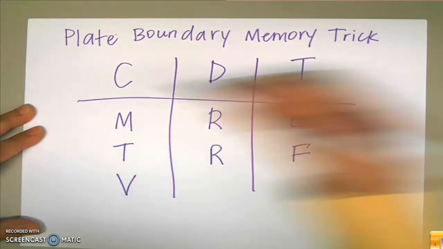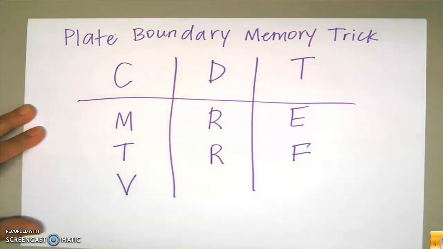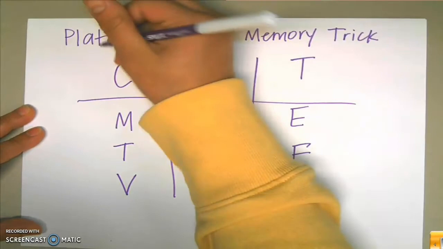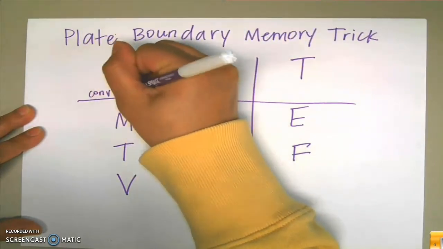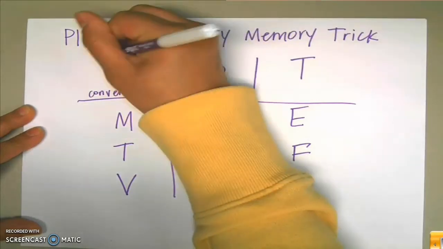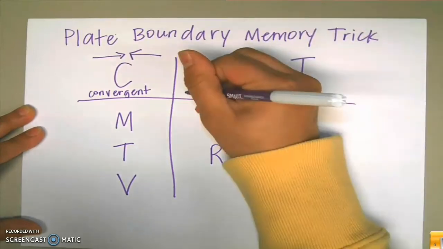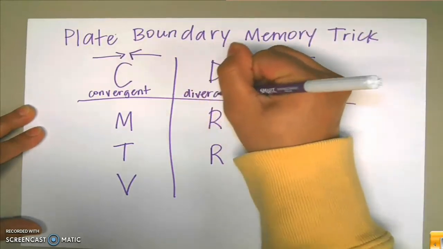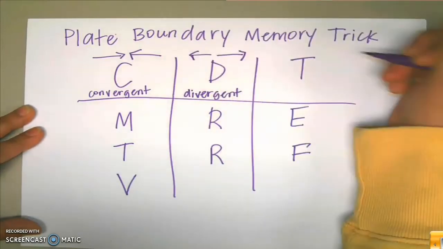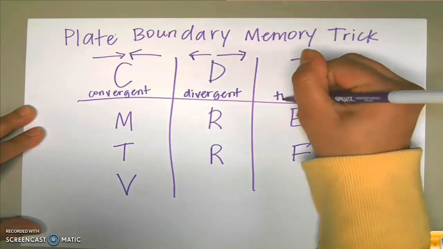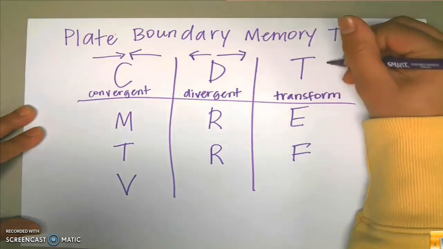Okay, so now these are our plate boundaries, and these are the main types of landforms that these plate boundaries can cause. So C, if you remember, is convergent, which means that they collide. Now D is our divergent boundary, which means they divide. And T is our transform boundary, and they slide.